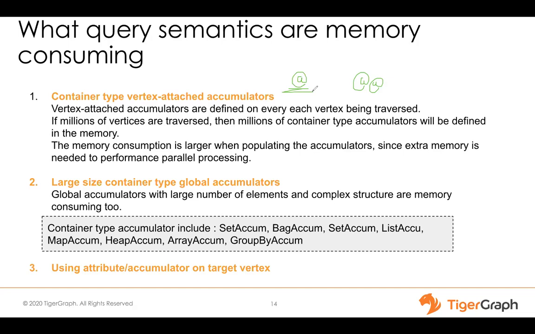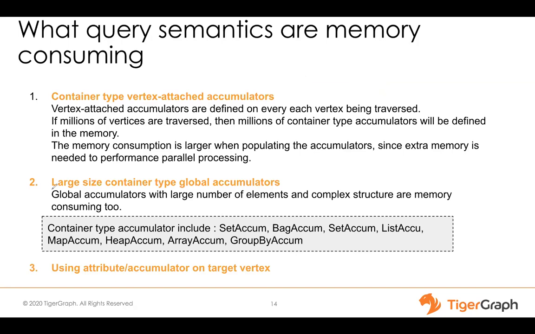So if we traverse hundreds of millions of vertices in our algorithm, and you define a map as a local accumulator, that means you have defined hundreds of millions of maps in the memory. That's a large memory consumption, especially when you start to populate elements into that map. That's very, very big. Okay, so that's the first thing.